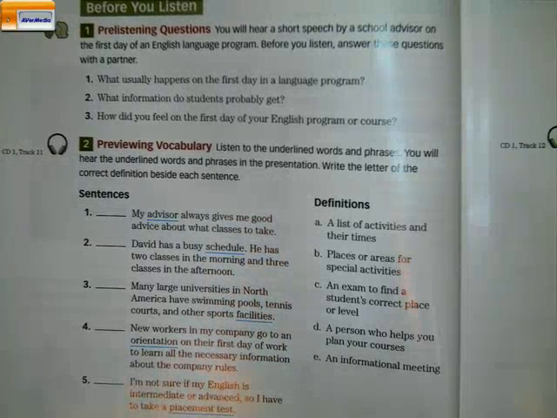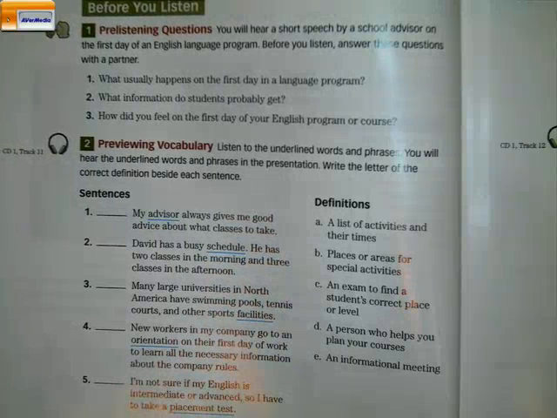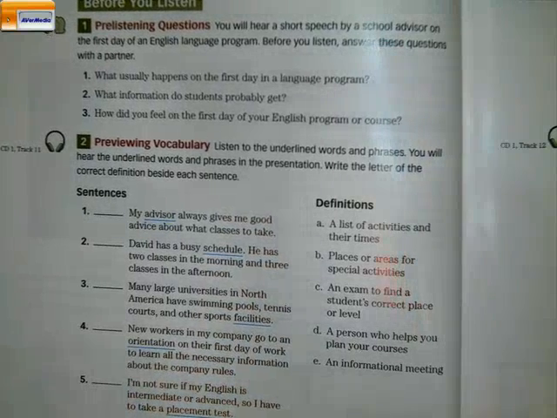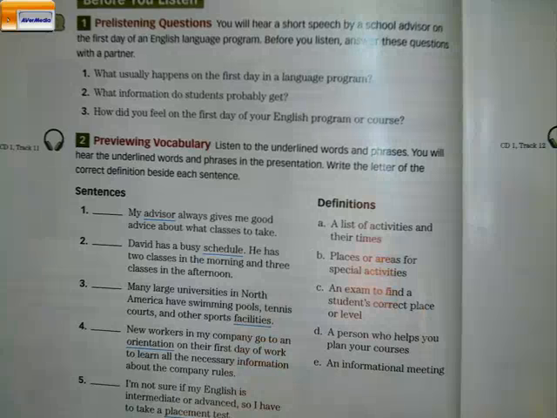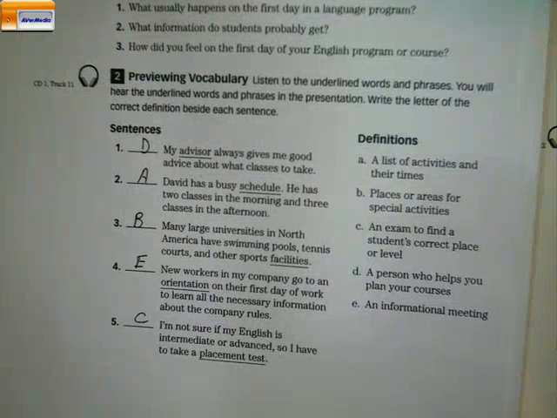Our vocabulary: advisor, schedule, facilities, orientation, and placement test. Some of you may have already prepared this. So I'm going to now provide the solutions so you can check what you have done. And these now are the solutions. My advisor always gives me good advice. So advisor would be D, a person who helps you plan your courses.